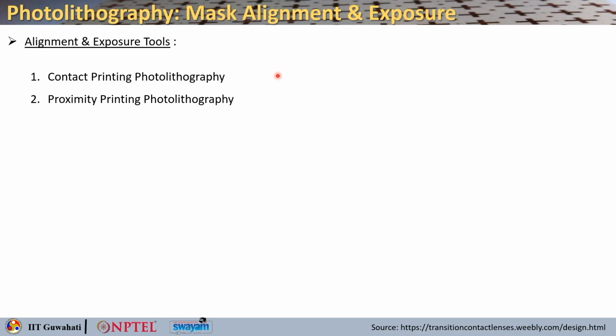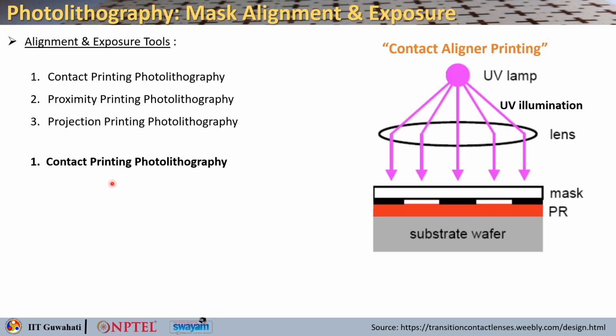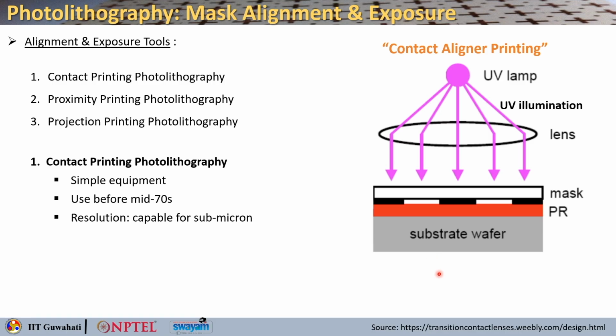For alignment and exposure tools, there are basically three different types of photolithography. One is contact printing, then proximity printing lithography, and then projection printing lithography. The first one we will discuss is contact printing photolithography. It is a very simple piece of equipment that was typically used before the mid 70s.